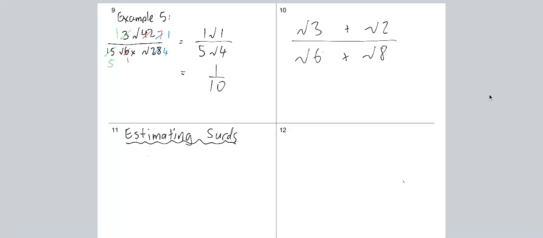So estimating surds is all about being able to figure out on the number line exactly where a surd might fall. Now, some of the surds we've already come across before, and it's good to know some of the really common surd values. Like, for example, can you remember what the square root of 2 was? About? A bit more than 1. 1.4. Yeah, roughly.